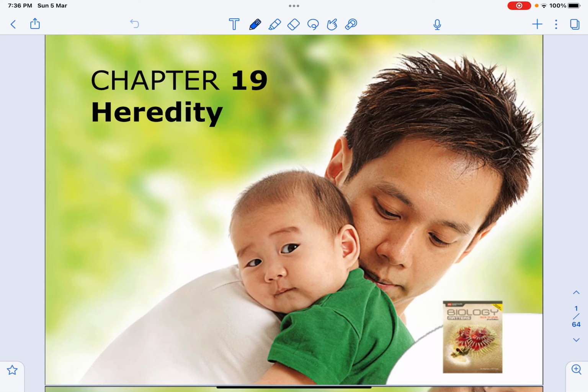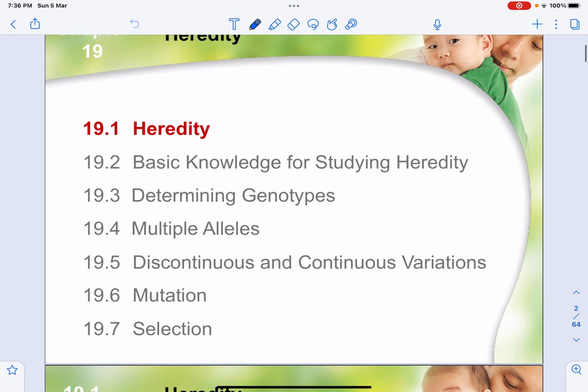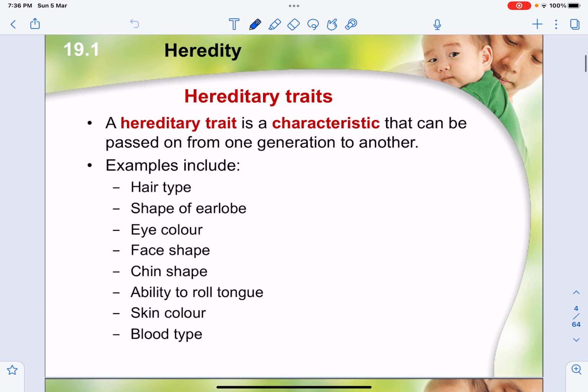Hi, today we'll be talking about hereditary for this particular chapter. So over here, there'll be a few things that we'll be talking about. This will be split into a few series so that we could actually have more discussion about it. First of all, let's look at what is hereditary.